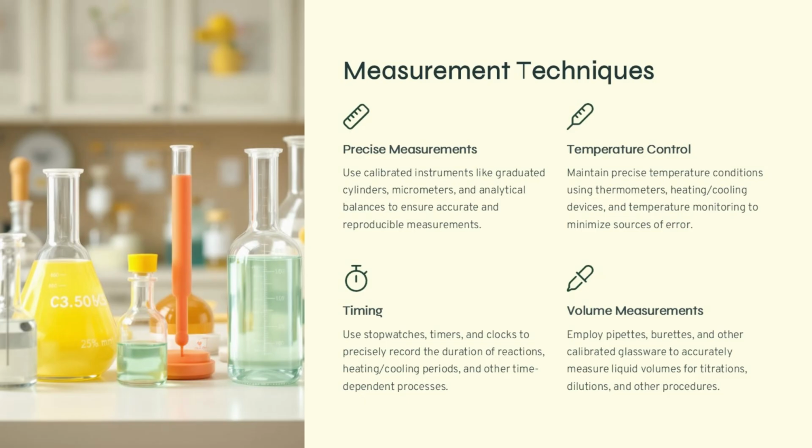Precise measurements are critical in the lab. Use calibrated instruments like graduated cylinders, micrometers, and analytical balances to ensure accurate and reproducible results. Maintaining tight temperature control is key. Use thermometers, heating/cooling devices, and temperature monitoring to minimize sources of error.